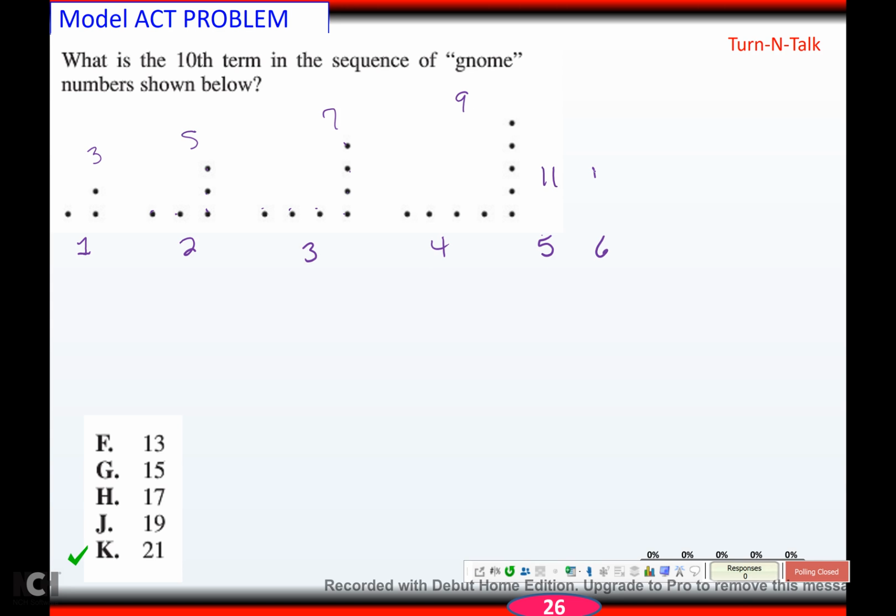The 6th term is going to be 13. The 7th term is going to be 15. The 8th term is going to be 17. And the 9th term is going to be 19. So the 10th term would be 21 dots. Okay?